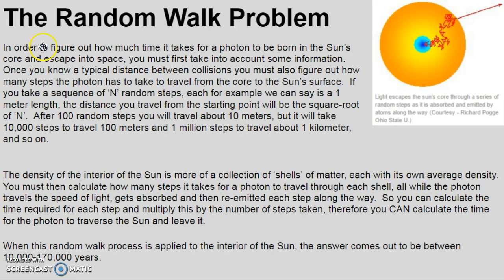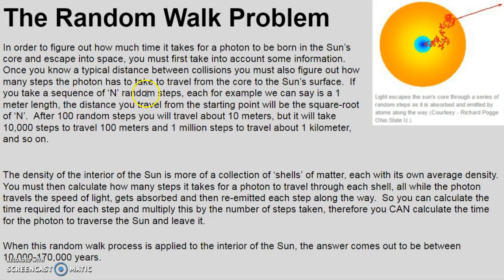So here's the storyline with the random walk problem, because it's not this linear process that you might think of. In order to figure out how much time it takes for a photon to be born at the sun's core and escape, you must first take into account some information. Once you know the typical distance between collisions, you must also figure out how many steps the photon has to take to travel from the core to the sun's surface.